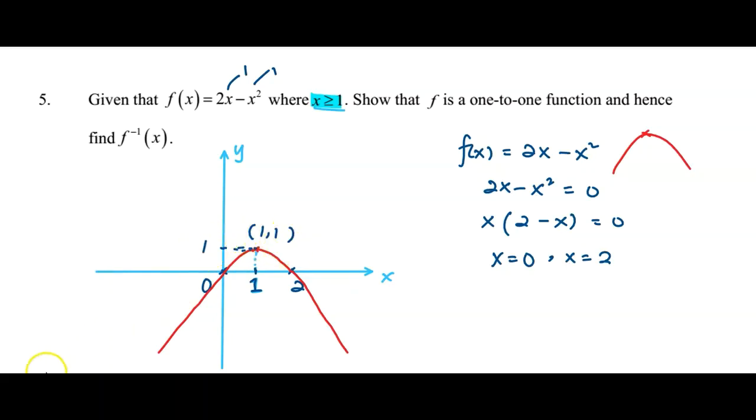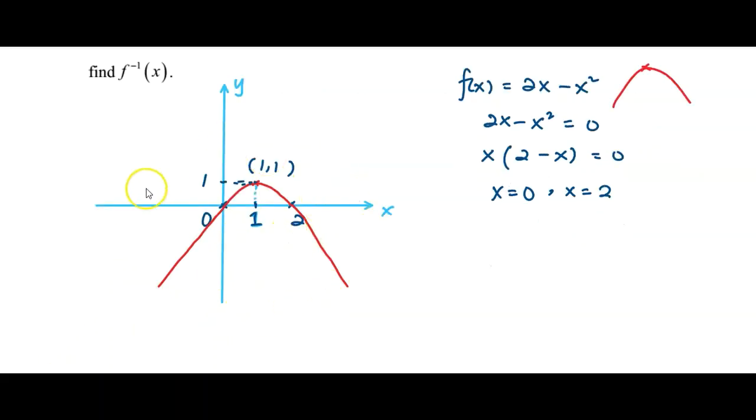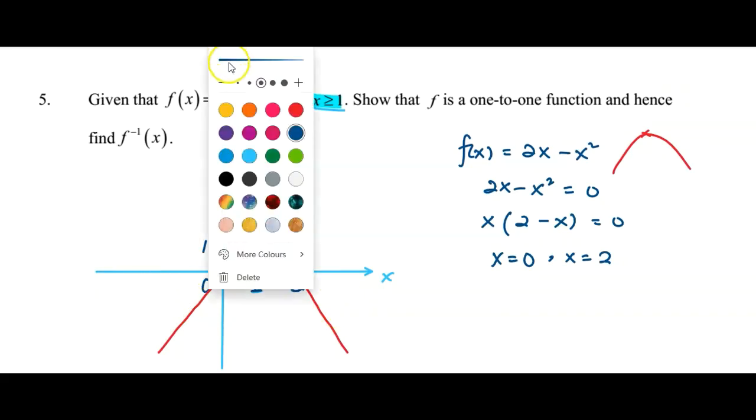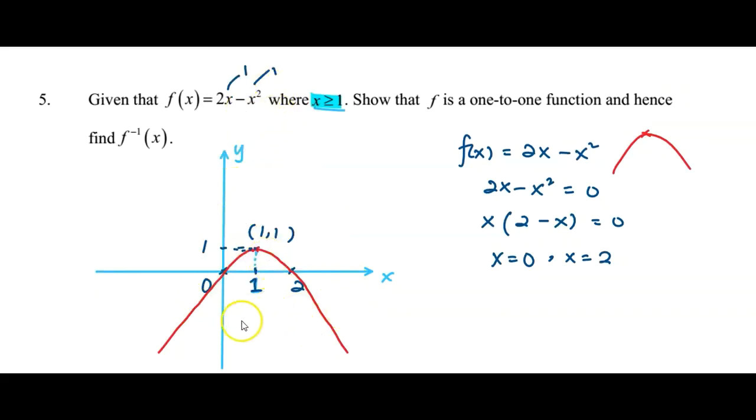You can see that originally this parabola curve, when you use a horizontal line test, the horizontal line will pass through 2 points, meaning that this is not a one-to-one function. So now the question restricted the domain to x greater than or equal to 1, meaning that at x equals 1 here, it cuts the graph into two parts.